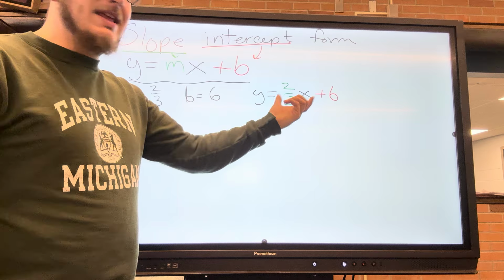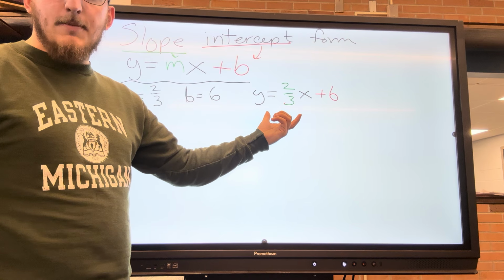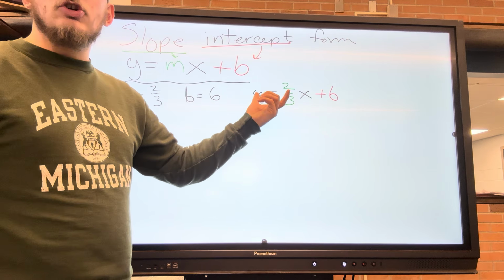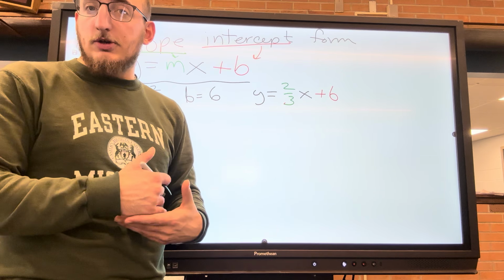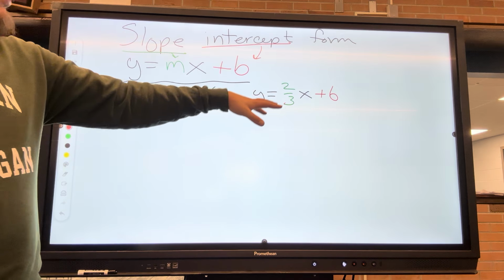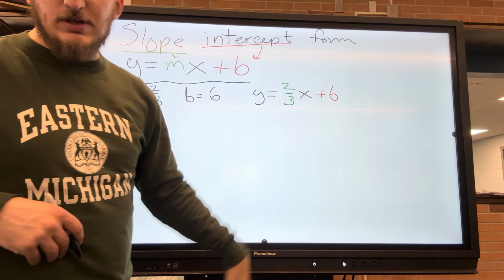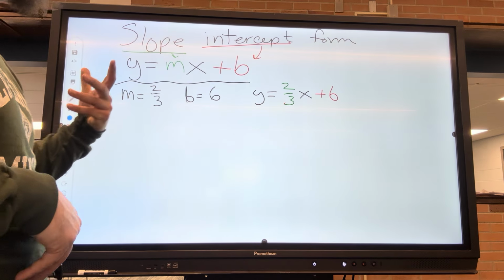There are so many answers to lines because it's a relationship. Typically, when you only have one variable, there's only one answer, right? But in this case, there are so many answers that work and so many that don't work.